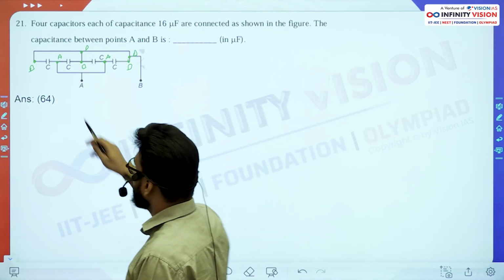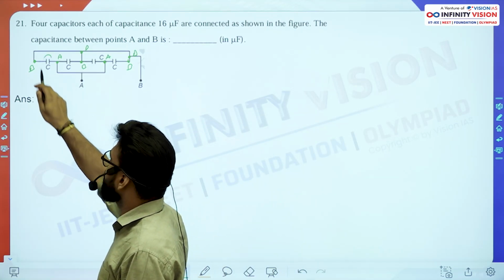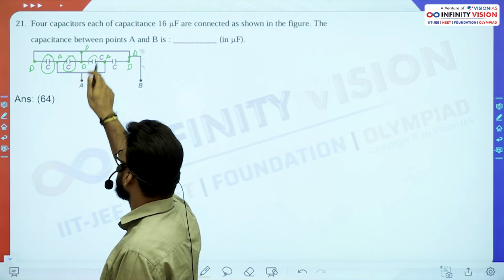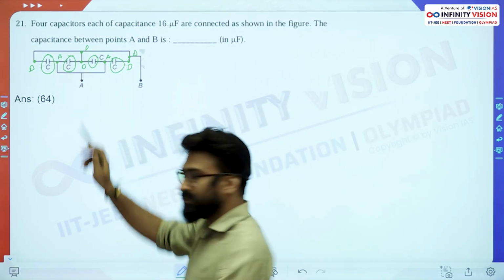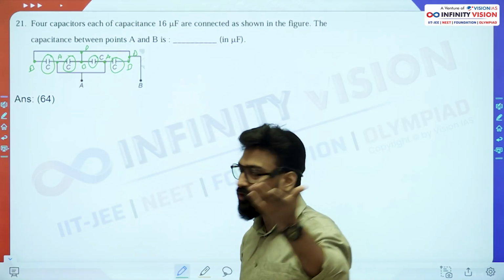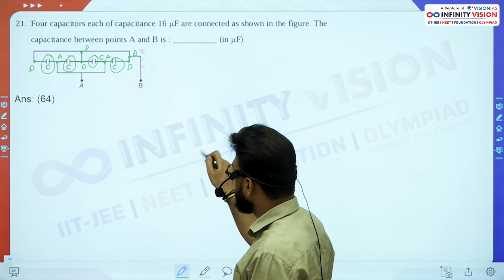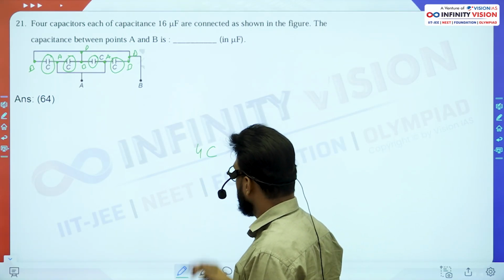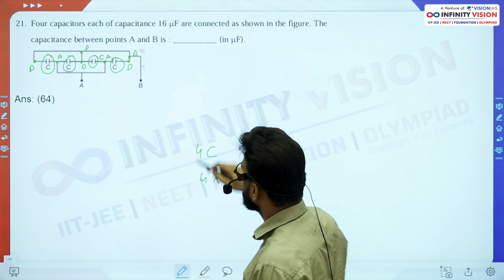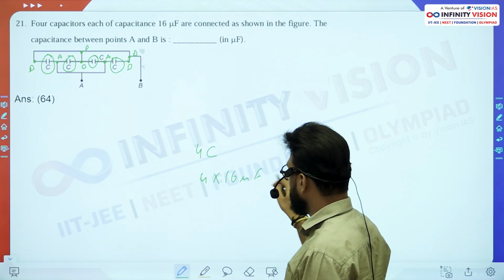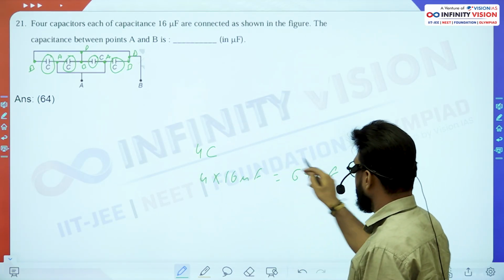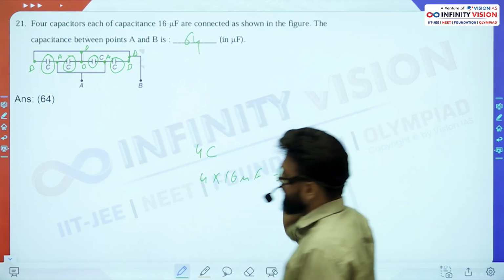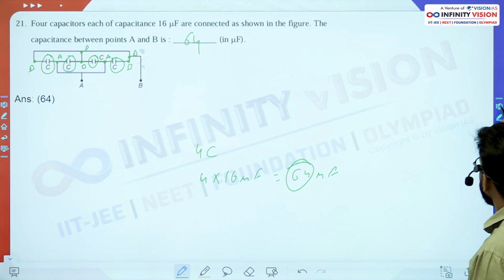So across A and B we have one capacitor, second, third and fourth. That means all these are in parallel combination. In parallel combination, the effective capacitance would be 4 times C, the capacitance of each capacitor, 4C. The capacitance of each is 16 microfarad, so it comes out to be 64 microfarad. So the answer would be 64.